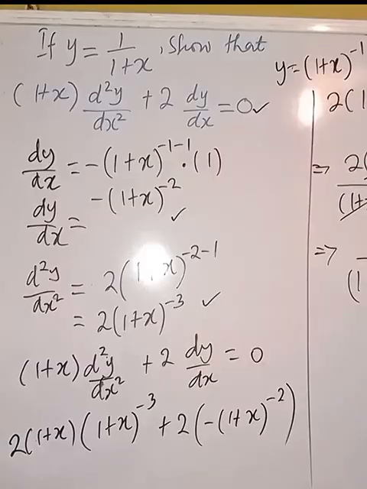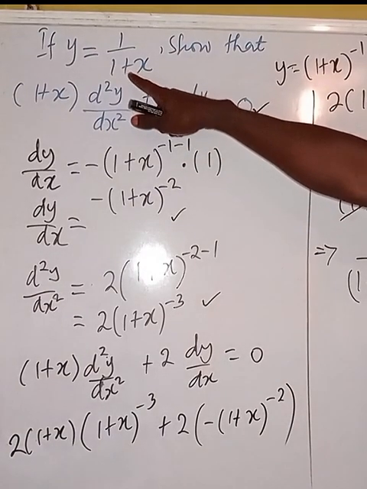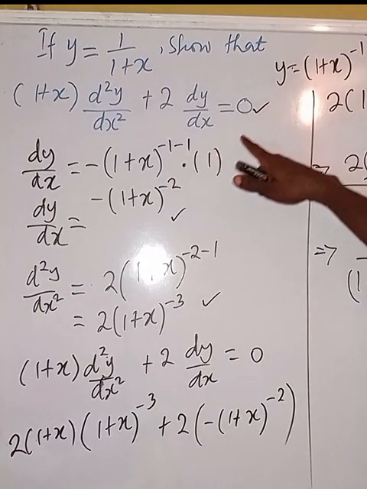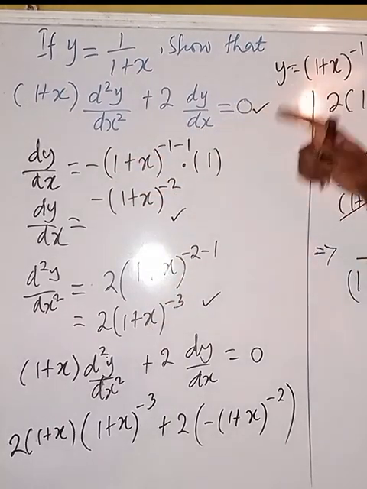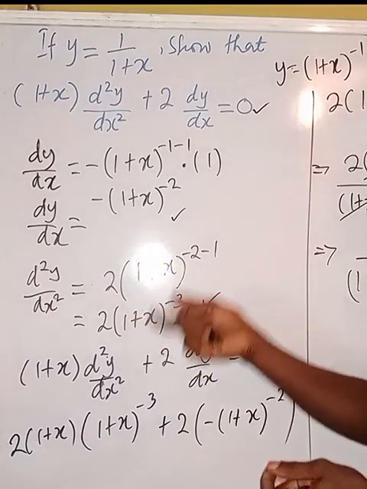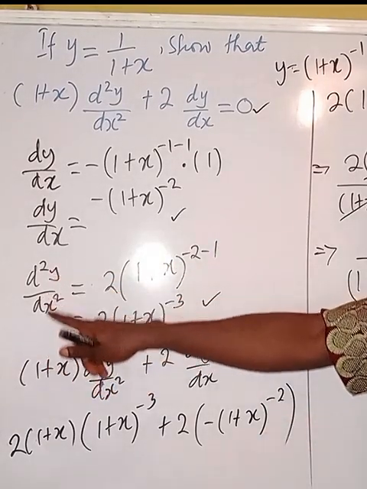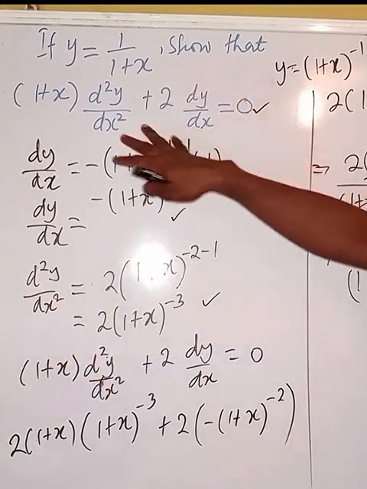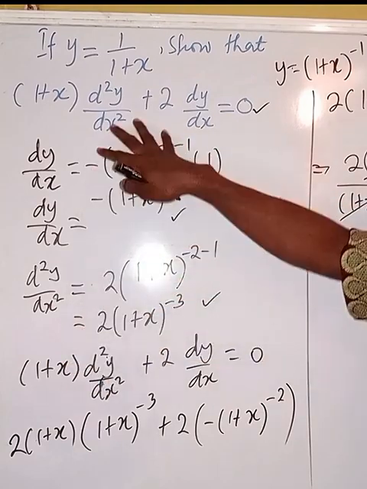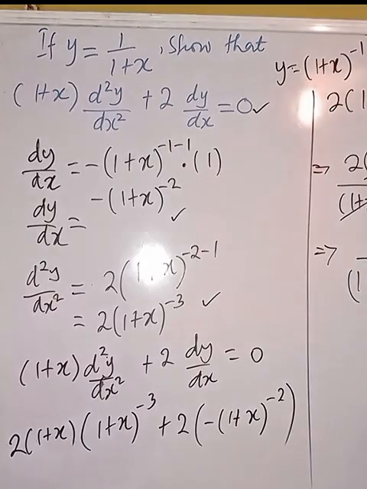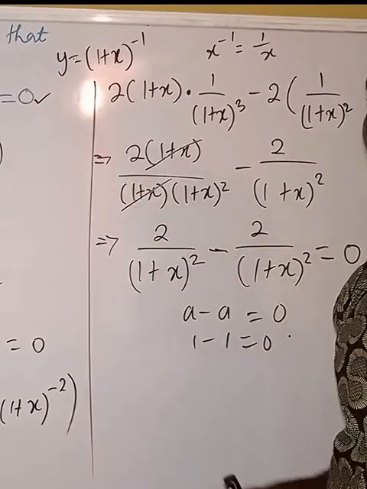So which means, provided that this is y, if you find dy dx, we find d squared y over dx squared again, and we plug them into this equation, we're going to have it equal to 0, and that is what they asked us to prove.